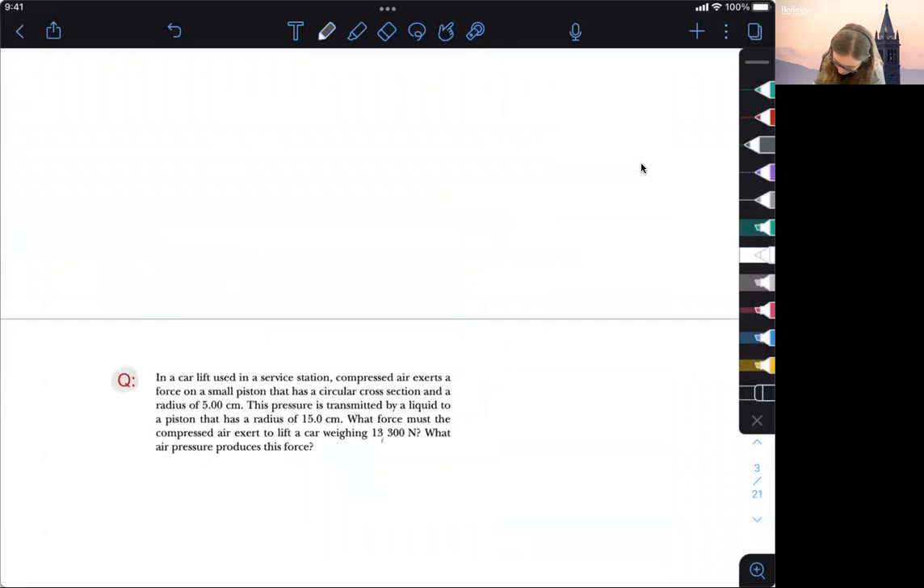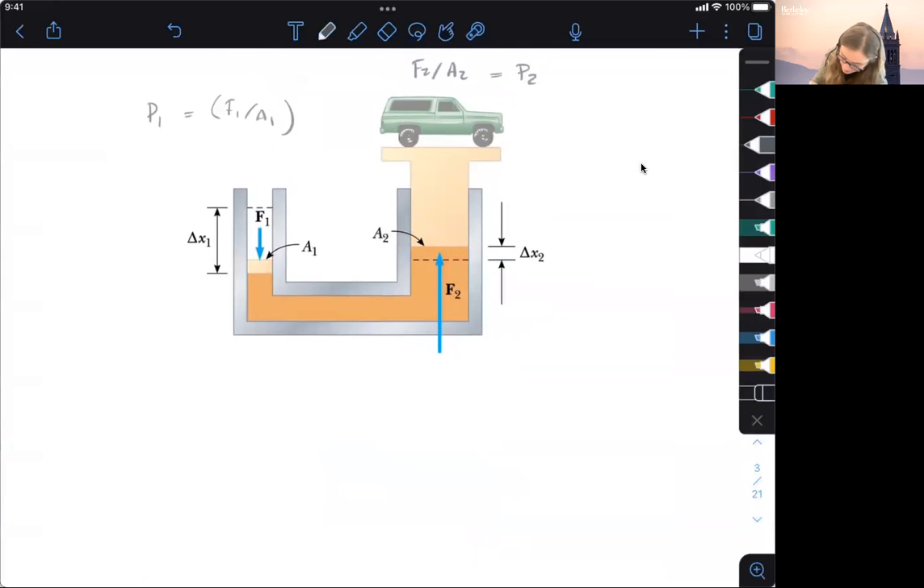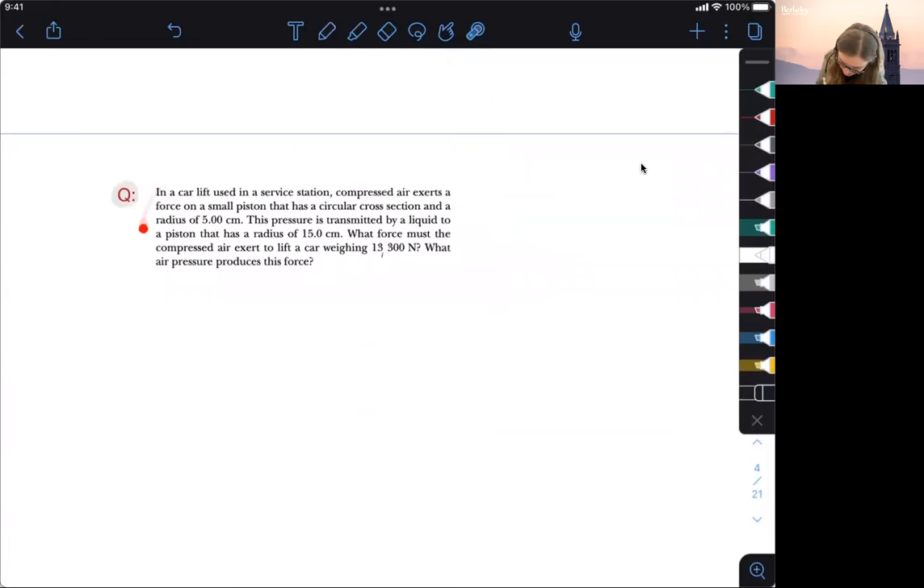The way that we think about this problem is, if we look at our diagram over here, this would be where we're applying our force, and we want to lift the car on the other side, okay? So we can use this diagram to answer this question. I'll pause the video and give you a chance to give it a shot, and then I will go through how you would do this problem.